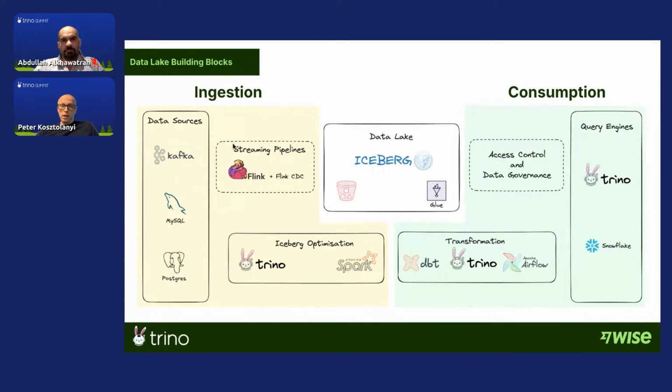It does the job really well, and we are just happy with Flink in general. And Iceberg optimization is an important bit here because once we have Iceberg, we know that Iceberg tables need to be kept maintained and optimized regularly. It's a big task, and we use Trino and Spark in parallel for that.